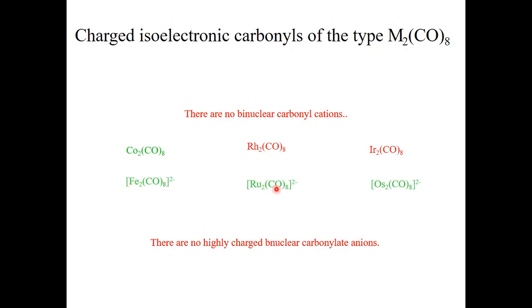So therefore, we only know these 3 species: the iron, ruthenium, and osmium carbonyls. These all have a 2 negative charge, because as we go from the cobalt to the iron, we add 1 electron per metal, but we have 2 metals, so we have to add 2 electrons.